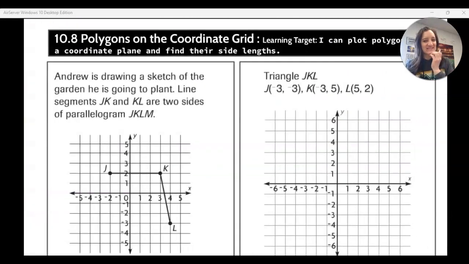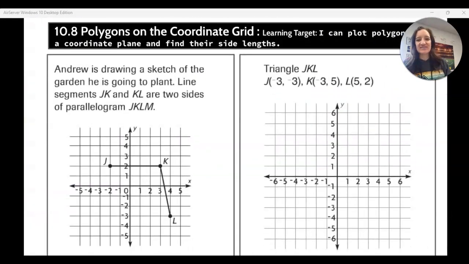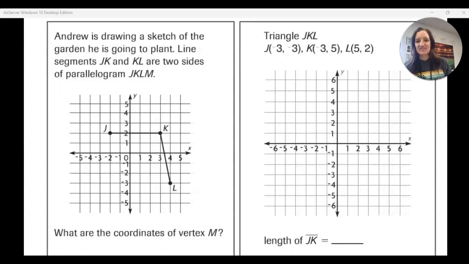Boom, just like that. So Andrew is drawing a sketch of the garden he is going to plant. Line segments JK and KL are 2 sides of a parallelogram. All right, we got to find another parallelogram. Now would be a great time to pause it and see if you could do it on your own because the very first problem in these notes was a parallelogram.